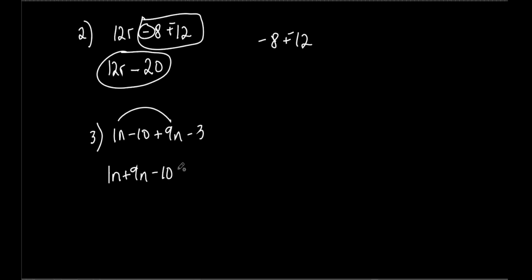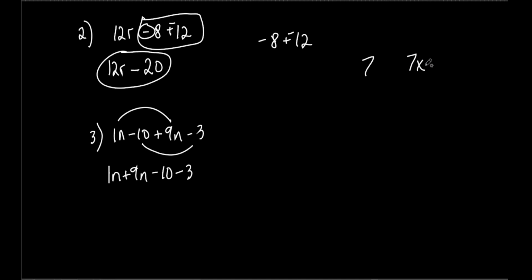What's my 3 then going to be? Minus 3. So all I did was just rearrange things. I put the n's next to each other, and then I took the regular numbers. We call those constants when it's just a number sitting there by itself, like 7. 7 is a constant. It's always 7. It never changes. Is 7x a constant?